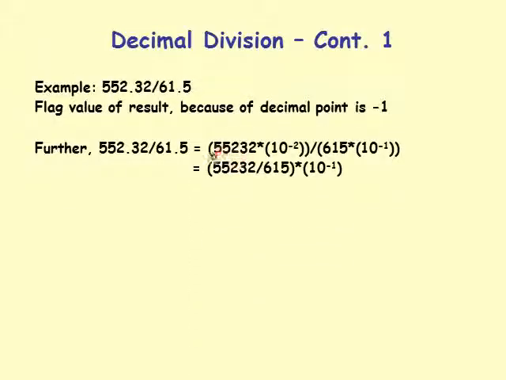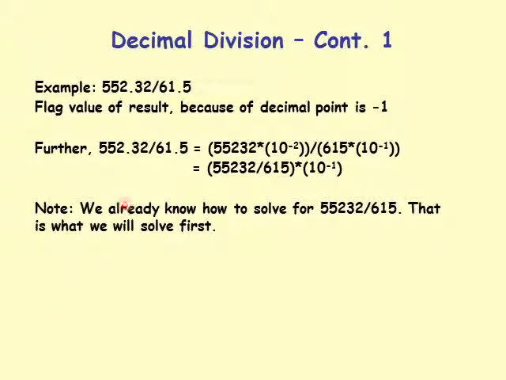So that is the division of the coefficients, 55232 divided by 615, and the negative first power of the base number 10. Note, we already know how to do these divisions. Division of 55232 by 615 is what we will solve first. And we know that the exponent part, because of this number being divided, is 10 to the negative first power.